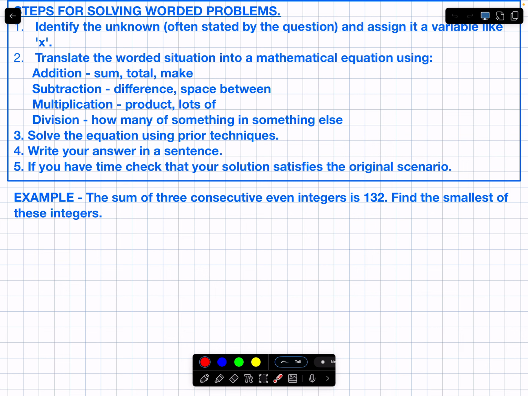Step 4, write your answer in a sentence. That's worth a mark. And step 5 is only if you've got time. Use your answer that you think it is, plug it back into the question and see if it agrees. Get the box down. That is how you solve worded problems. We'll do an example that you can see below.